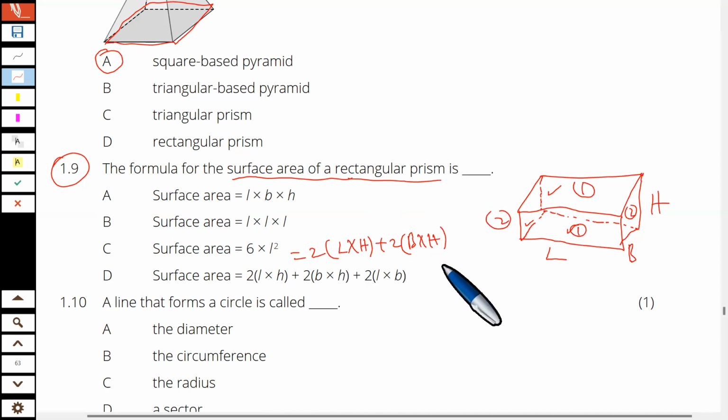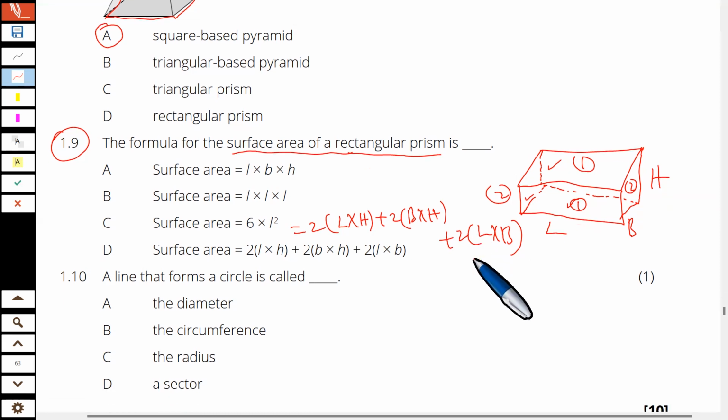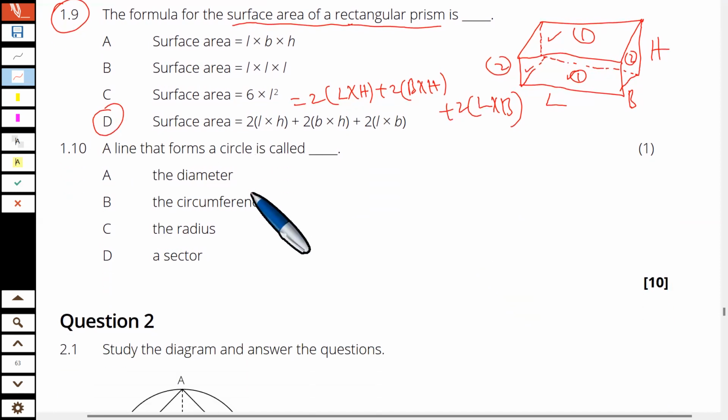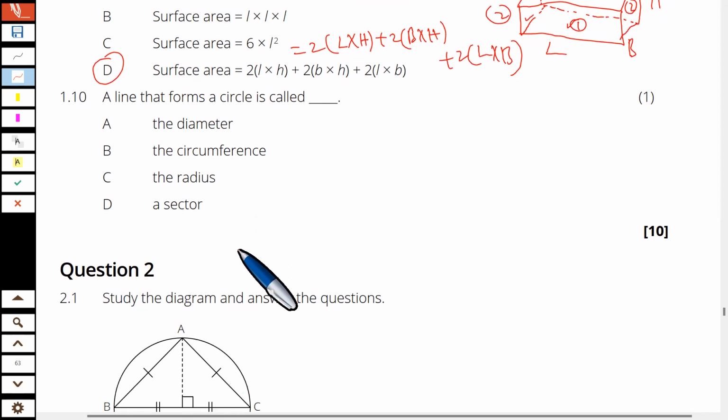And then now you have 2 into length by breadth. Right, so you have that. So 1.10. So the correct answer in 1.9 is D, we agree. The line that forms a circle is called what? It's called the diameter, the circumference, the radius, a sector. Which one? 1.10. You have a minute.